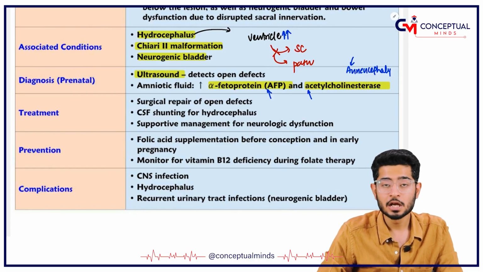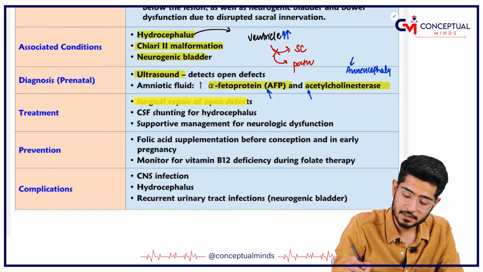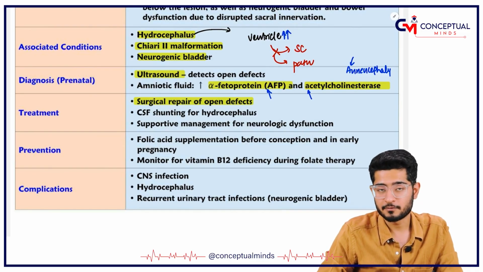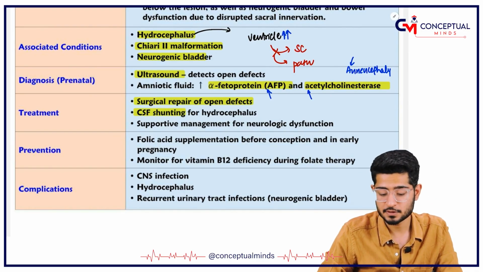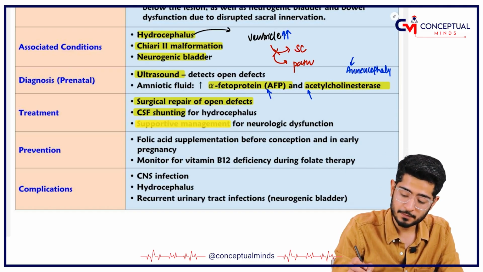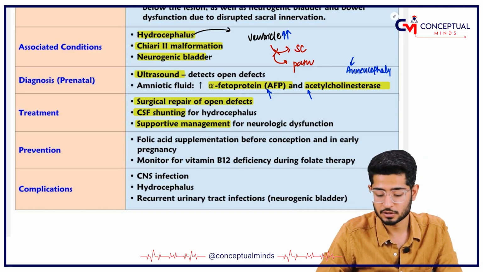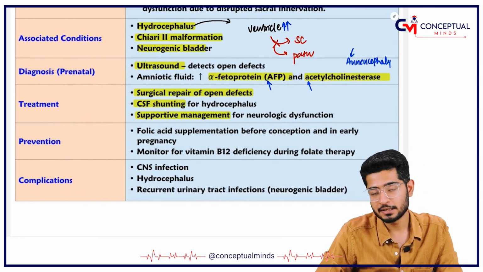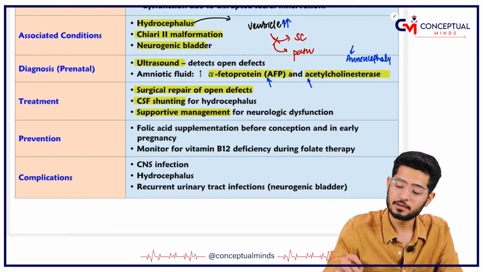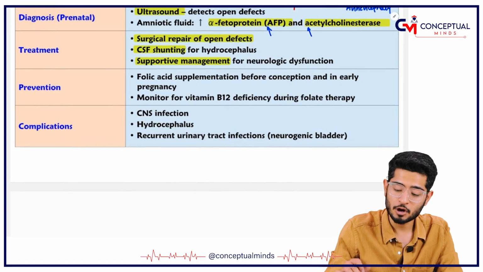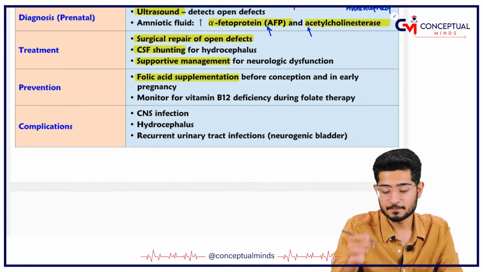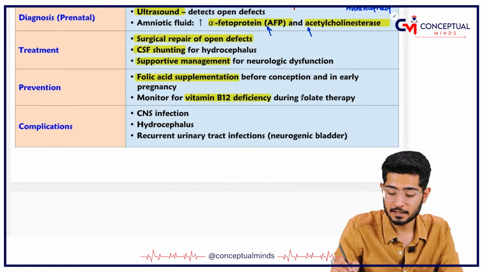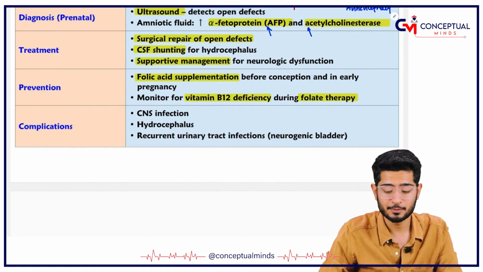So what is the treatment? You have to do a surgical repair of the open defects. You can do CSF shunting for the hydrocephalus, and of course you can do supportive management for neurological dysfunction. How will you prevent this? If the female is on valproate, please stop it. Folic acid supplementation is given, and of course you have to check for B12 deficiency and B9 deficiency, and stop the valproate also.